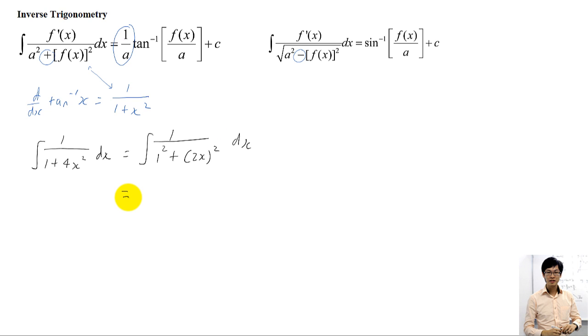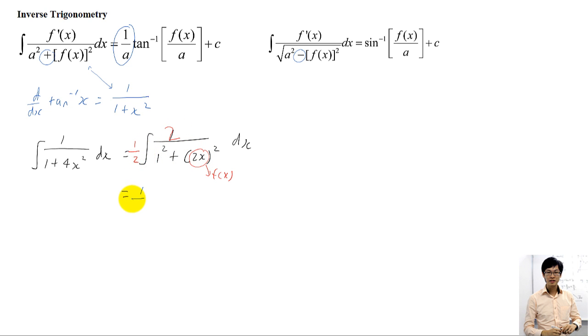That's my first step. My second step is I need to make sure that on top is my f prime x. That means the numerator must be the derivative of the function here. Do take note that your fx is this one over here, and not the whole thing, not the 4x square. This is my fx. So when I differentiate 2x, I'll get 2. So I need to times 2 on top, and I need to times half, once again to balance the equation. Once the numerator is the derivative of the fx, you can apply the formula.